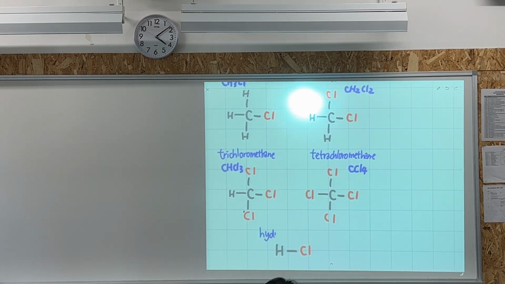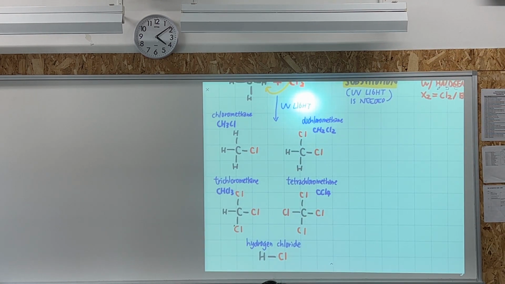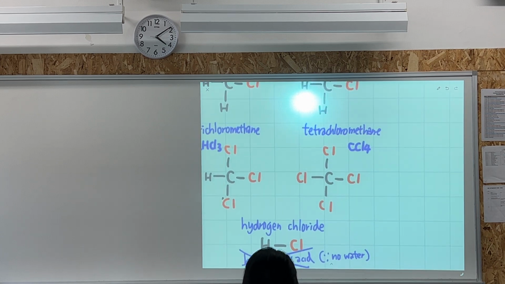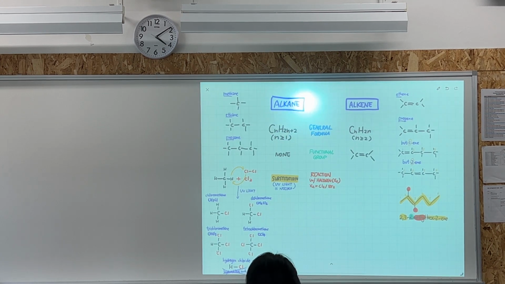Hydrogen chloride. Yeah, I know in biology you call this hydrochloric acid, but we don't call this hydrochloric acid here because there's no water. Okay, so can you cross out the wrong name for hydrochloric acid and explain why? So not this, because no water. So it is then hydrogen chloride gas? A gas. Yes, it's a gas. So hydrogen chloride gas, I should add. Okay? Yeah, so that's substitution.